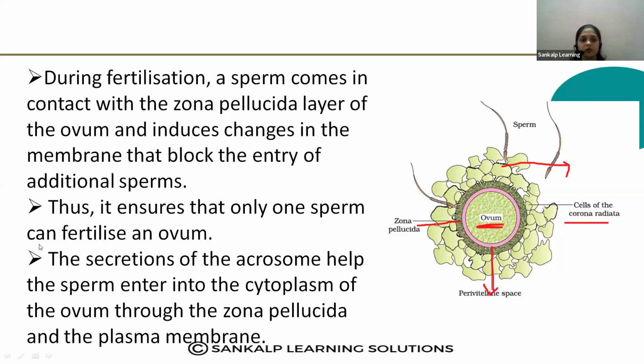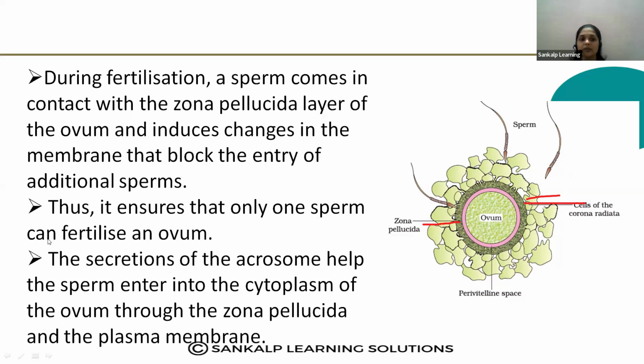This diagram can also be asked in an MCQ question. They may give the diagram and ask you to label any one of these parts. This is called the zona pellucida, and this part is called the corona radiata.